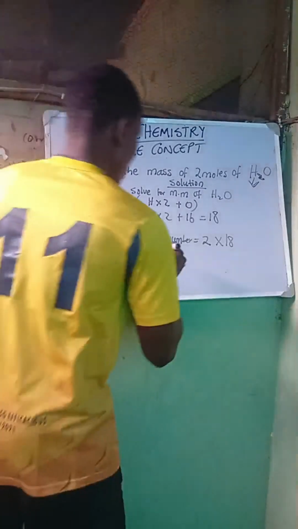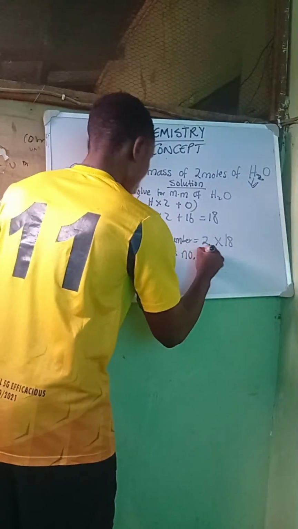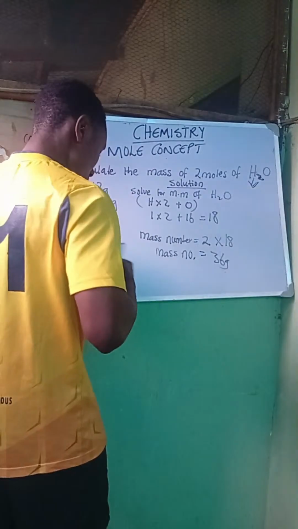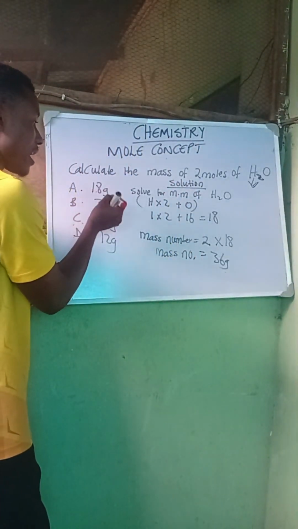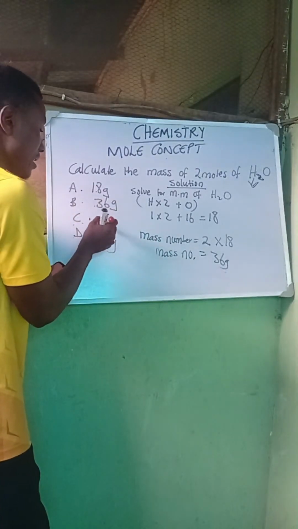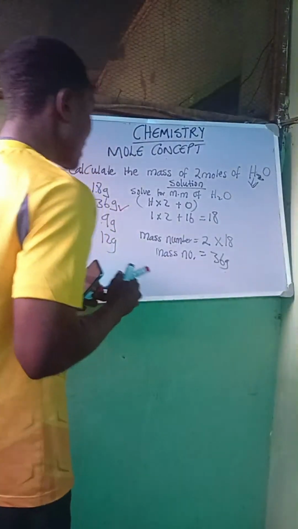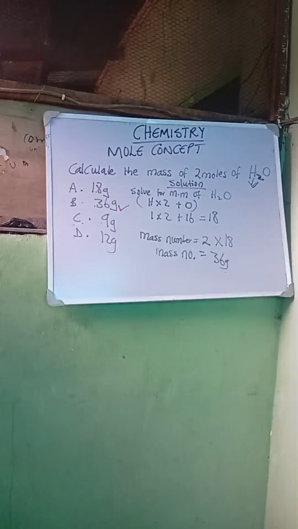So the mass number here equals 36. When you check the options, A is 18, B is 36, C is 9, and D is 12. The correct answer is 36 gram. That is the mass of 2 moles of water. This particular aspect is simple, but gives people issues. That is why I am here to break it down.